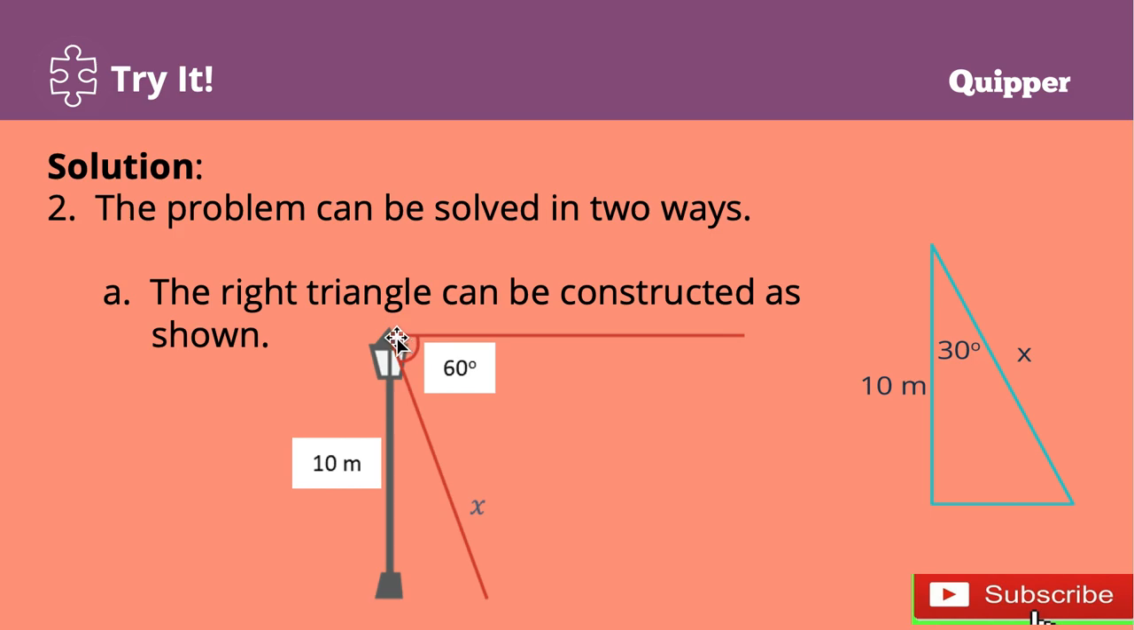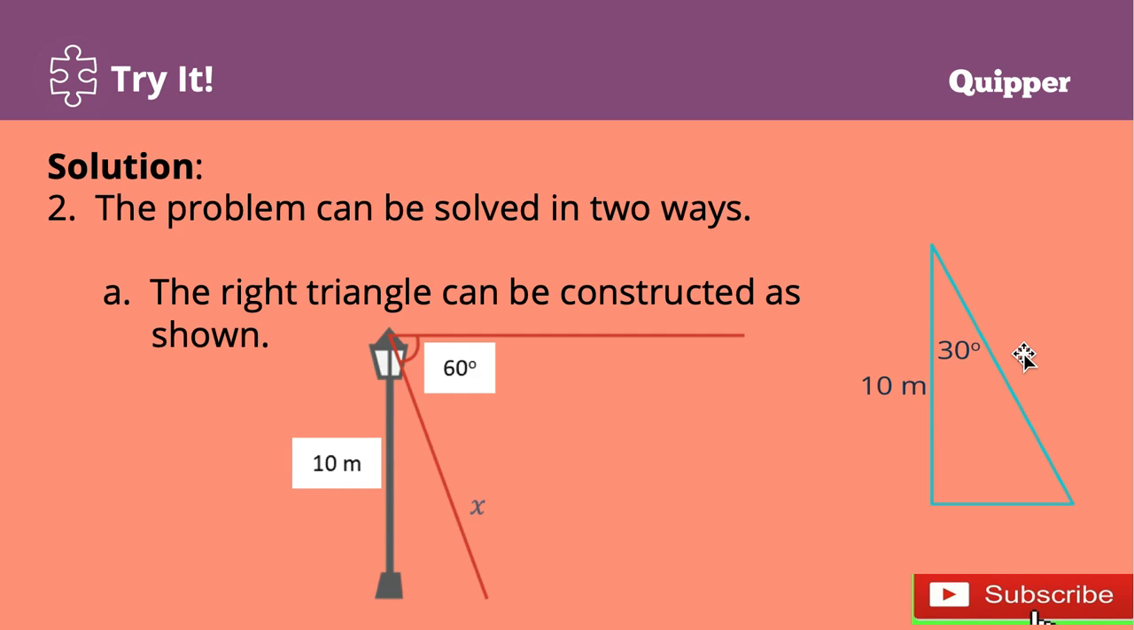Now take note that the lamppost and the horizontal line form a right angle. So we need to find the measurement of this angle here. So 60 plus x is equal to 90. Our x here is 30. That is why we have here 30 degrees. That is the complementary angle of 60 degrees. And this is the light beam. We let it be x.